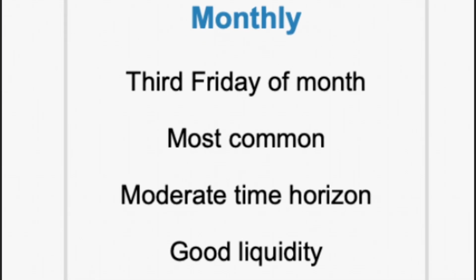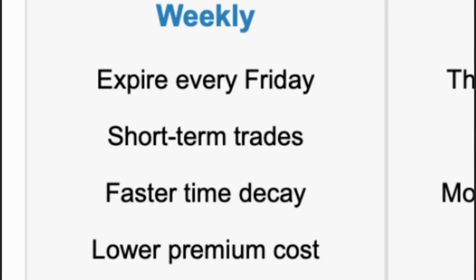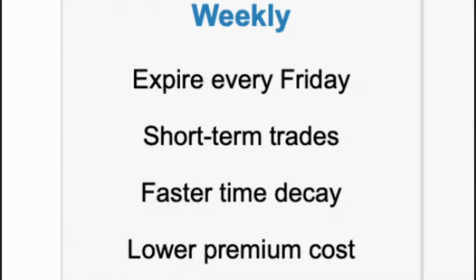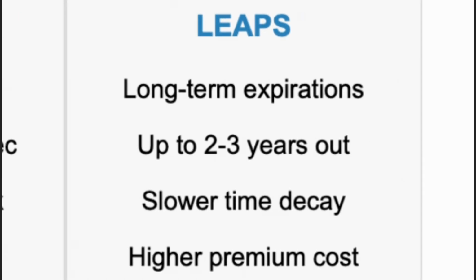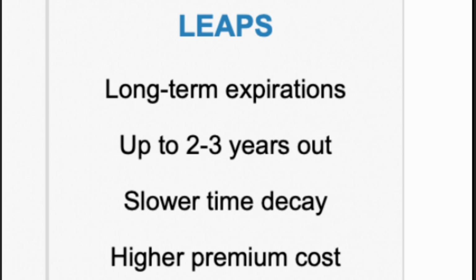Most stocks have monthly options that expire on the third Friday of each month. Many liquid stocks also have weekly options that expire every Friday. For even more active securities, there are now even daily expirations available. Longer dated options called LEAPs, or long-term equity anticipation securities, can expire up to 3 years in the future.